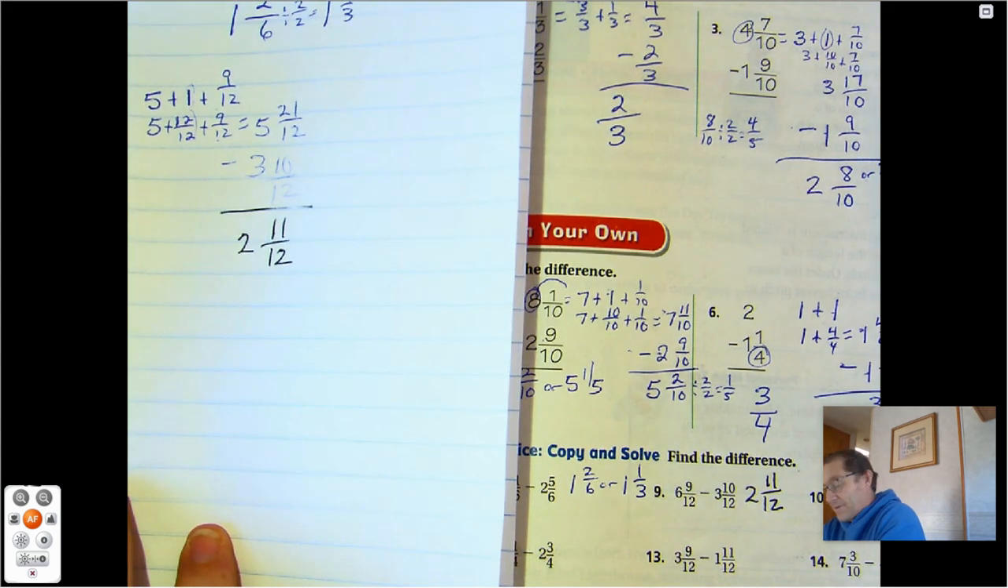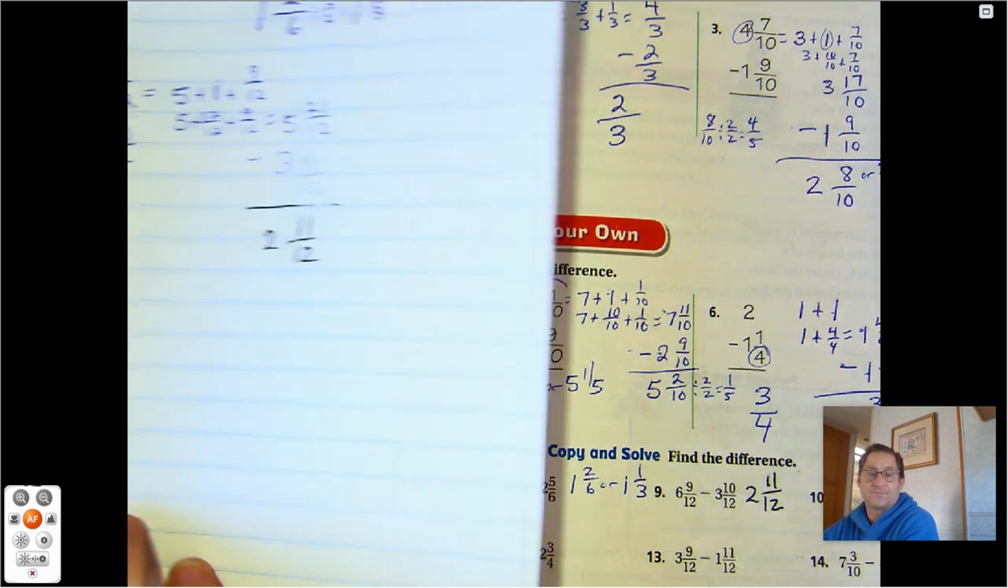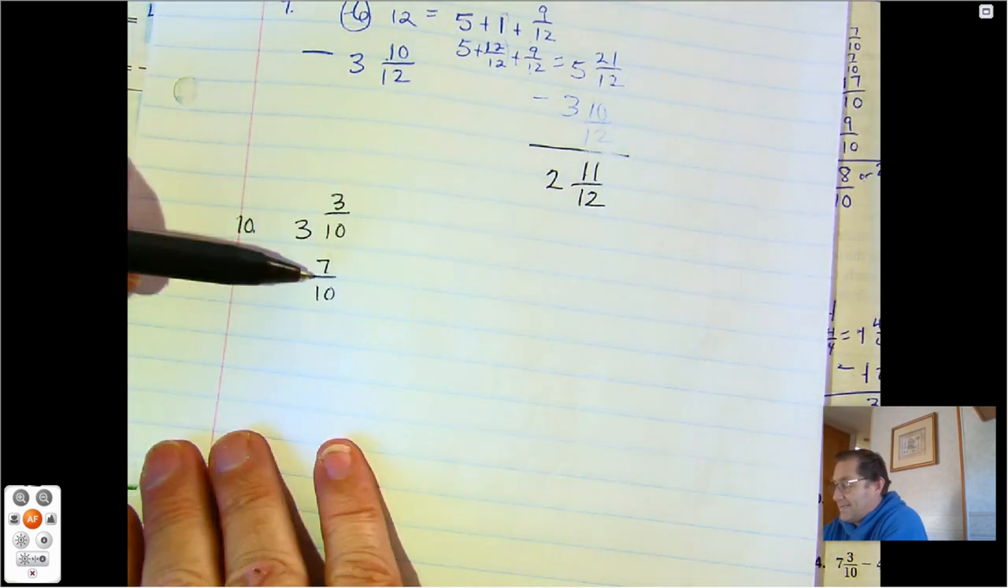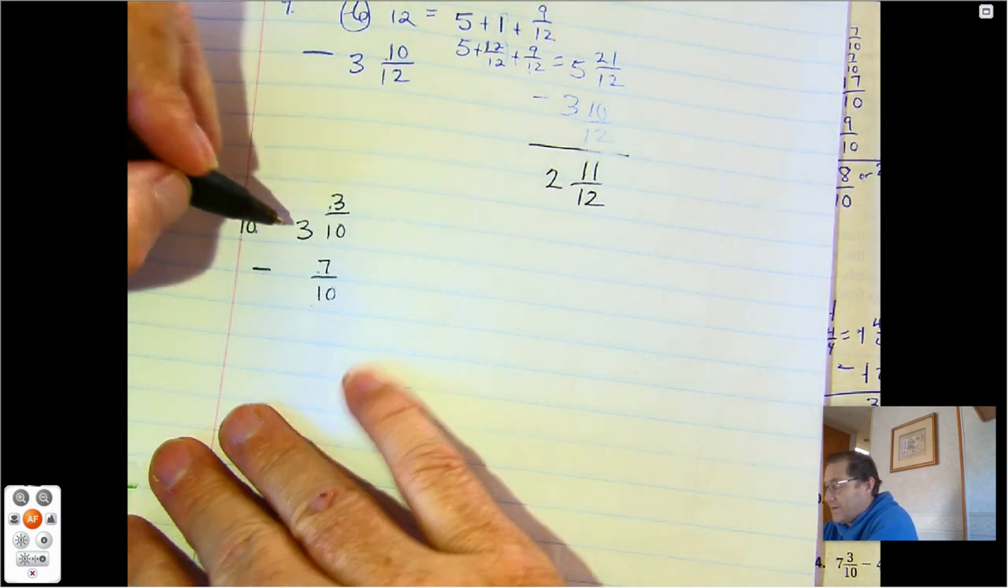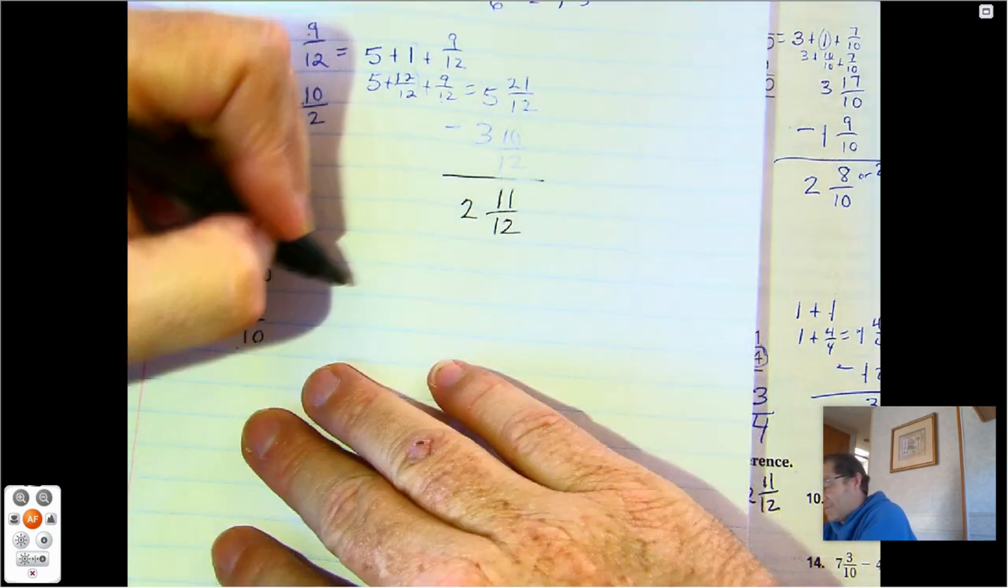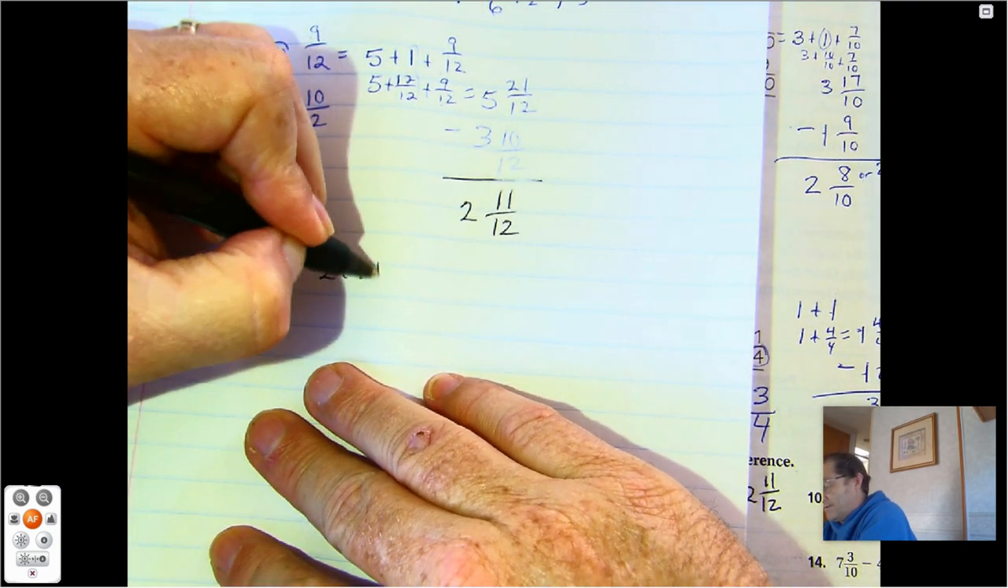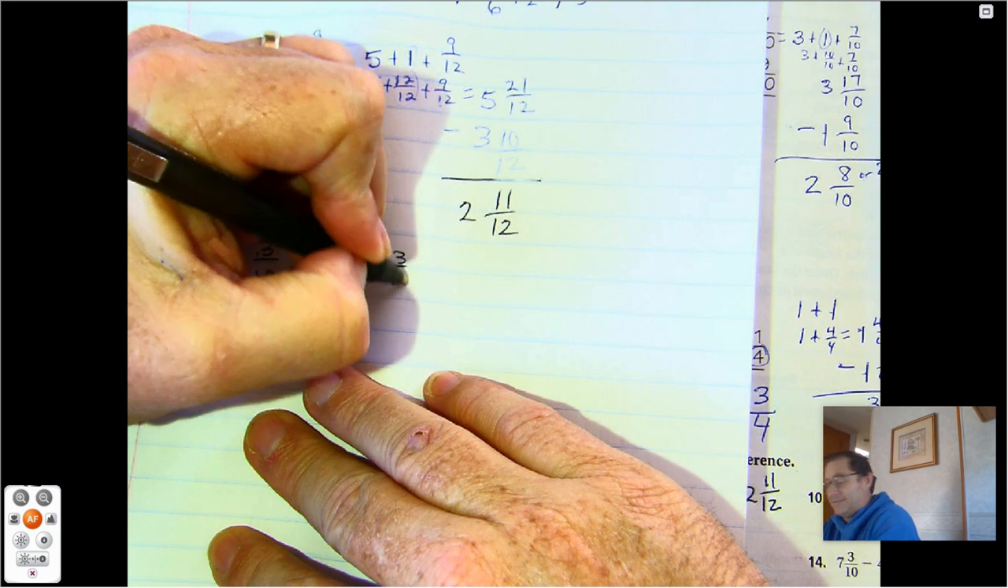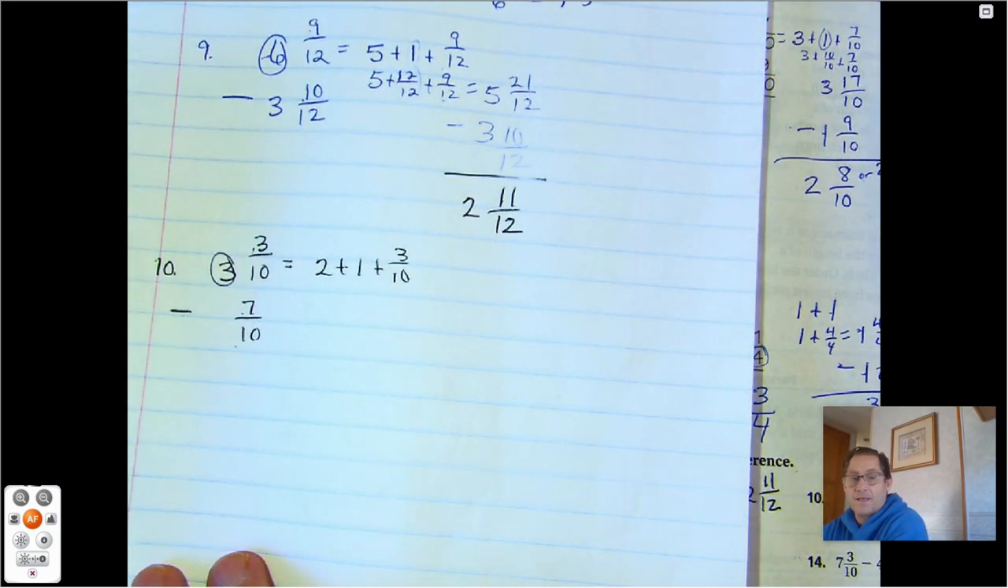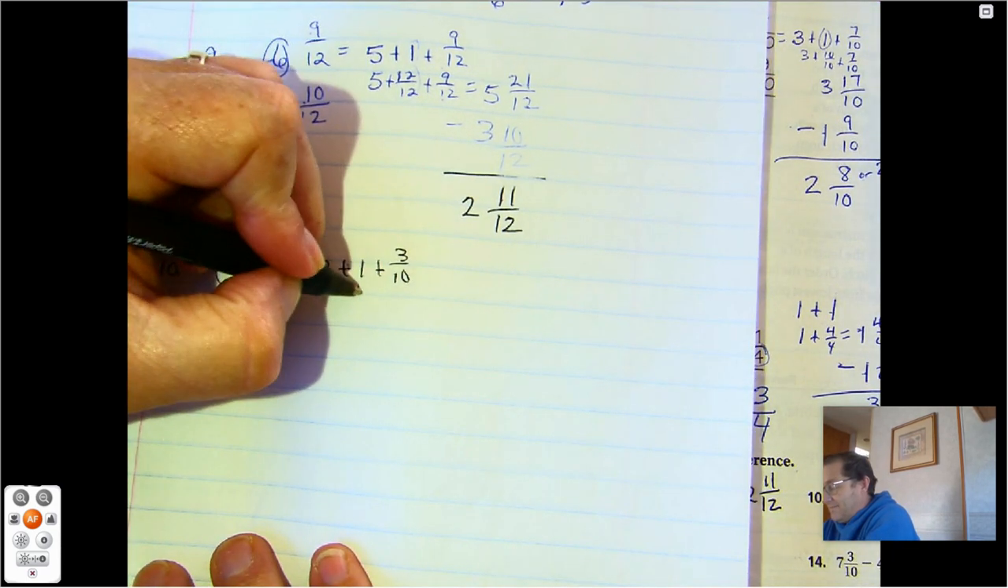Number 10, 3 and 3/10 take away 7/10. Well, I can't take 7/10 from 3/10. So let's rename the 3. Rename the 3 as 2 plus 1 plus 3/10. The 1 is 10/10.